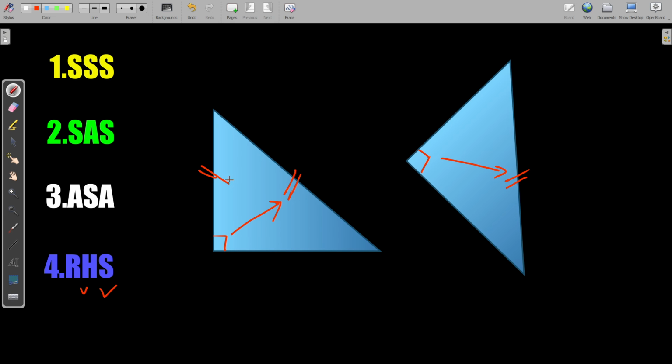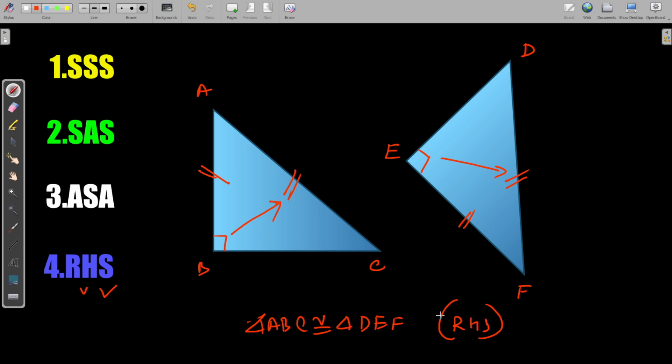Okay, so suppose this side of the triangle, let me name it, it will be easier. A, B, C, D, E, F. The other side could be any one of the sides. No condition for that. So let's take AB is equal to EF. Then we're going to say triangle ABC is congruent to triangle DEF. Which axiom? It is RHS, right angle, hypotenuse, and side.